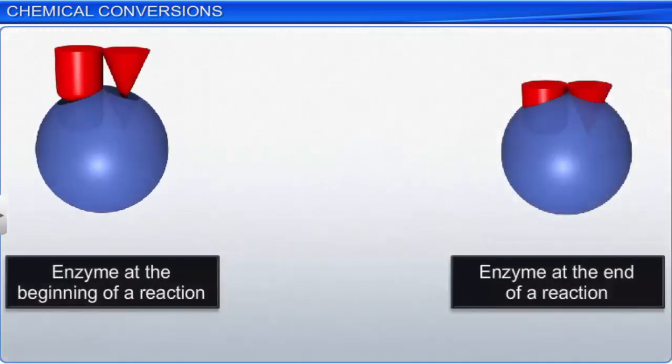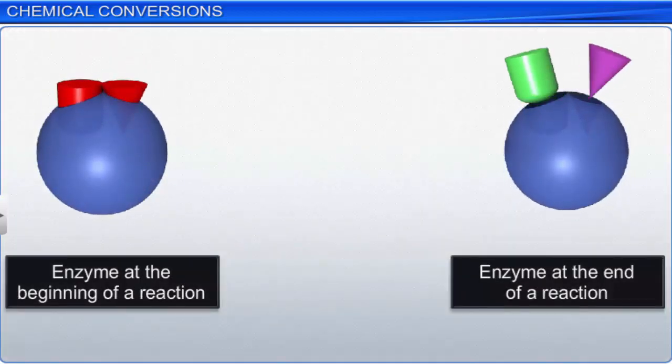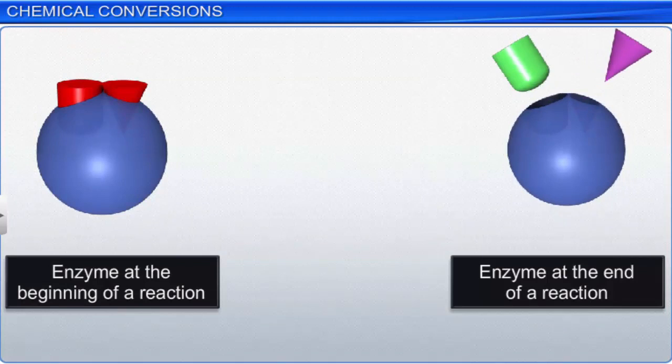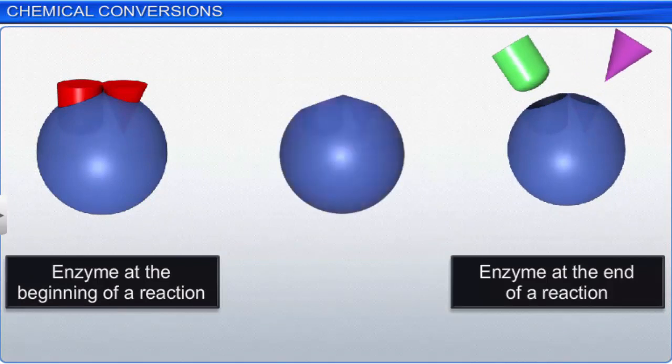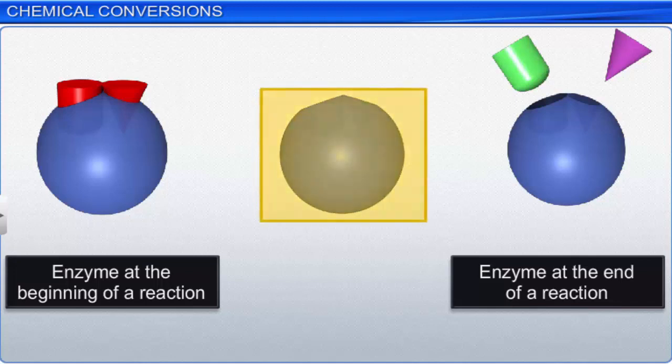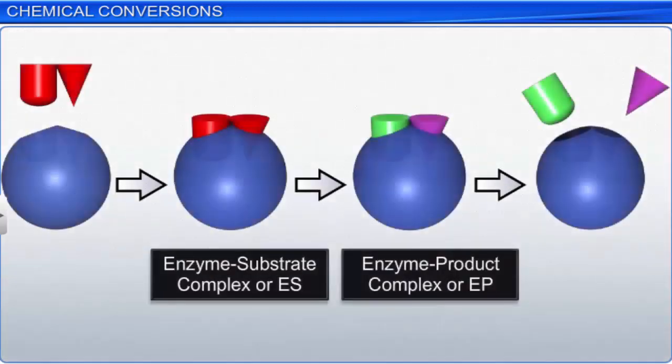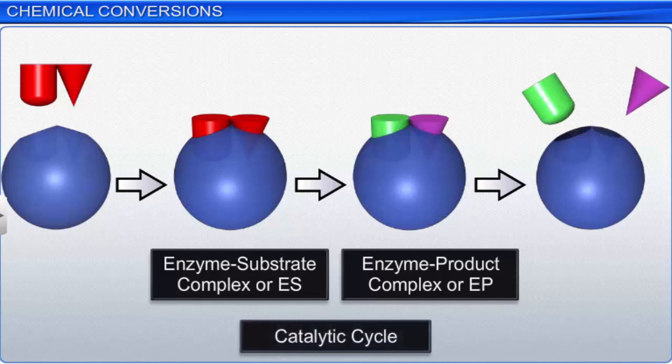In other words, at the end of any reaction, the enzyme remains unaltered and is ready to be used by another molecule. The multi-step reaction mechanism involving enzymes as catalysts is called the catalytic cycle. We shall now study the steps in this cycle.